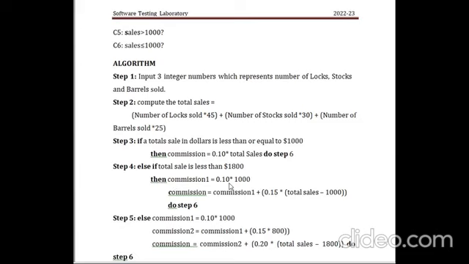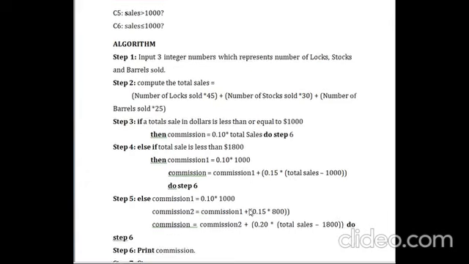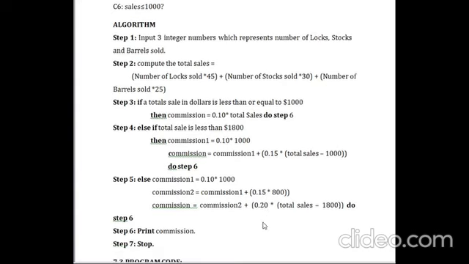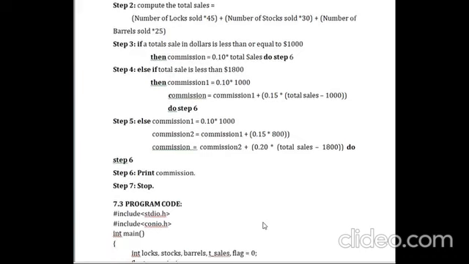Then the commission is 10% on 1000 rupees plus 15% on the remaining. Else, it definitely exceeds 1800. So, the starting 1000 rupees is at 10%, the next 800 is at 15% commission and the remaining is at 20% commission. So, this is the algorithm.